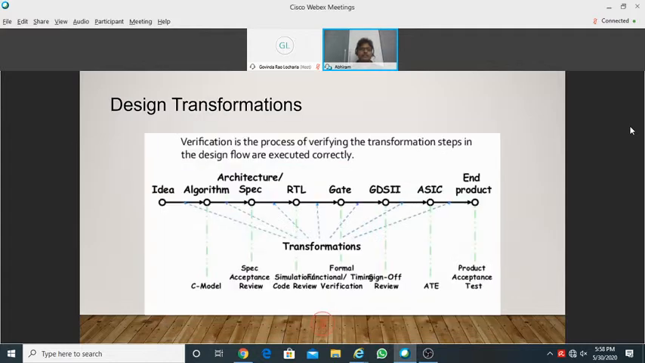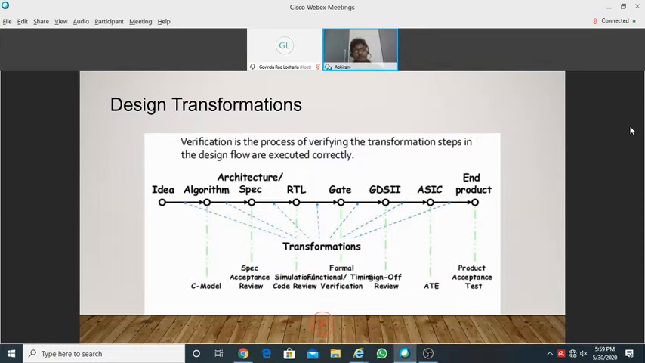And just to explain it in another way, in this slide, I'm putting what the design transformations are and how each design transformation is being supported by verification. So now you see we are going from an idea, algorithm, spec, RTL, gate, GDS2, ASIC and product. All these are steps, but they are all transformations where an idea gets realized. But these transformations have to be verified at each and every step. That is where verification becomes a bottleneck of the total SOC flow.